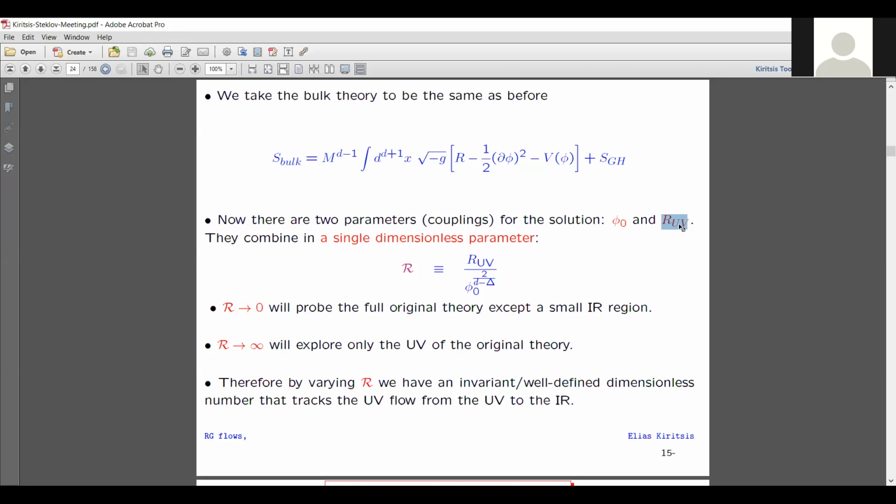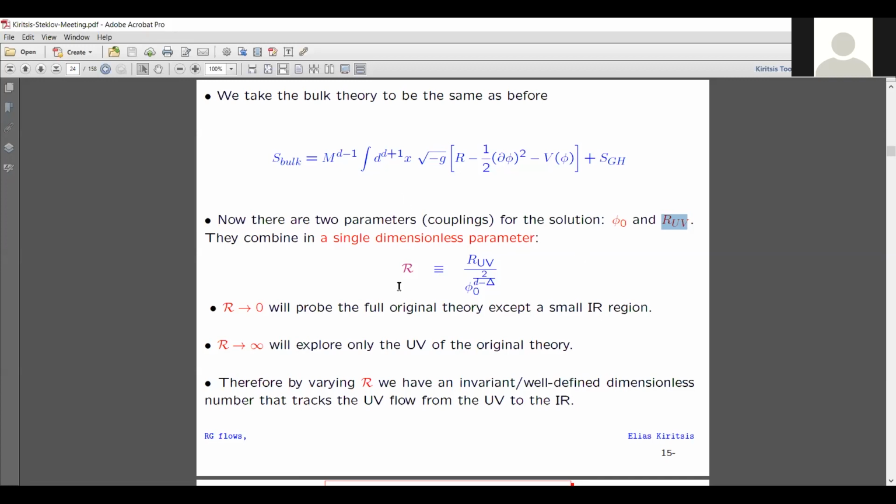And now you can combine the two scales together into a dimensionless number that from now on I will write as script R. It's basically the appropriate dimensionless ratio of the two scales. Now, if I take this dimensionless number to go to 0, essentially I am going to the zero curvature limit, in which I probe the full original theory in flat space, except possibly, if R is very small, a small infrared region. But as R becomes larger, the curvature becomes larger. And as you know, if the curvature is positive, as the curvature becomes larger, the gap of the theory becomes larger. And then slowly the theory is basically moving to the ultraviolet.